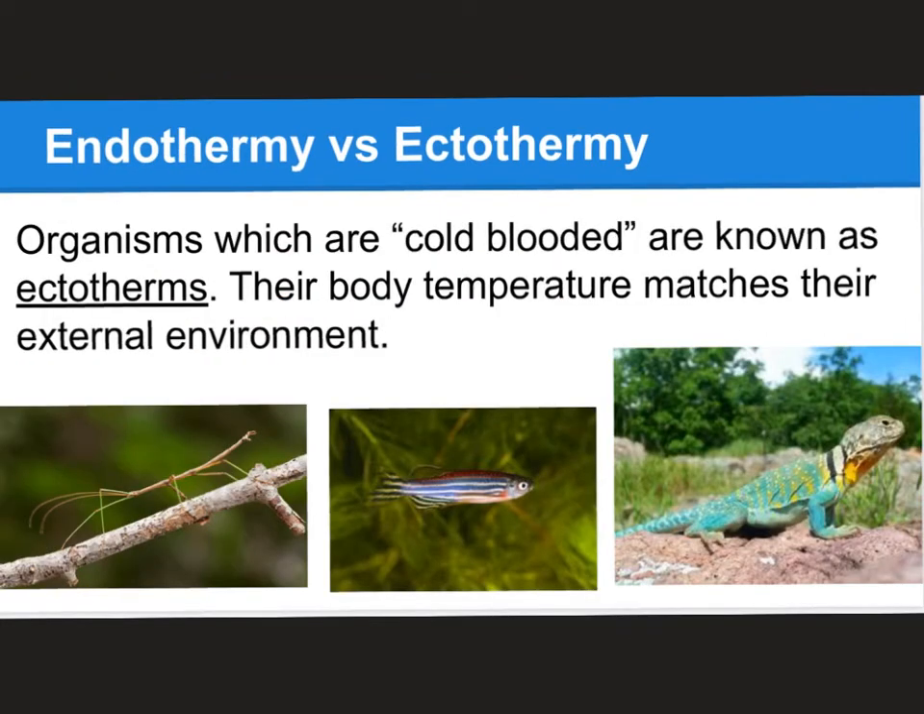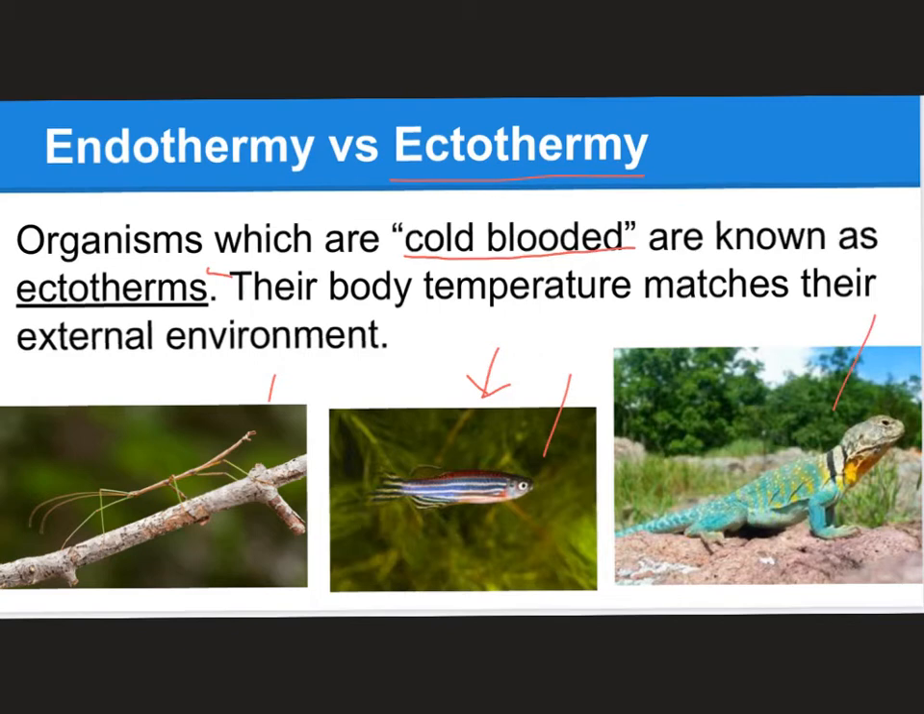The other energy strategy that some organisms have is called ectothermy. So ecto refers to outside. These organisms are more casually called cold-blooded, and what that means is not necessarily that their blood is literally cold, but that their body temperature matches their external environment. So if this fish is in 30-degree water, then that fish's body temperature is 30 degrees. These organisms include things like insects, fish, reptiles, amphibians.